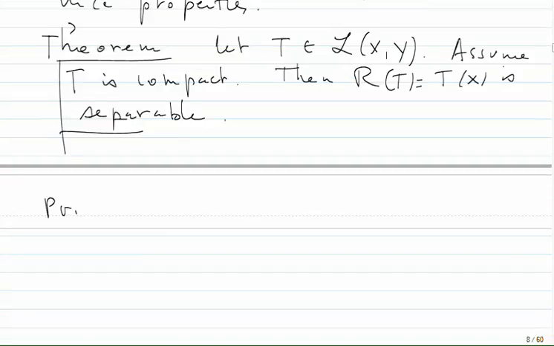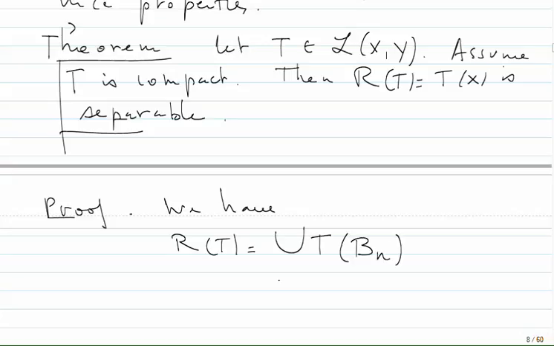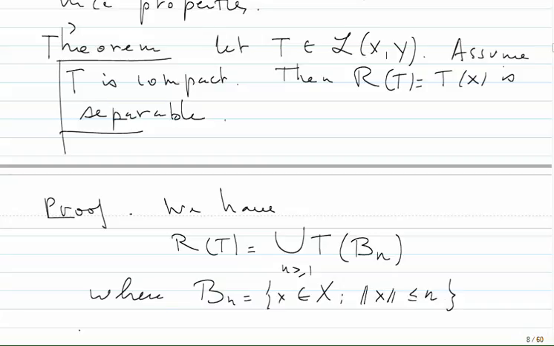Okay, proof. We have R(T), the range, is equal to the union of T(Bn), where Bn is just the closed ball centered at 0 with radius n. So this is {x in X such that the norm of x is less than or equal to n} for n equals 1, 2, etc.